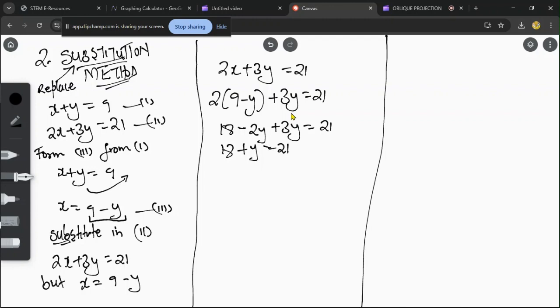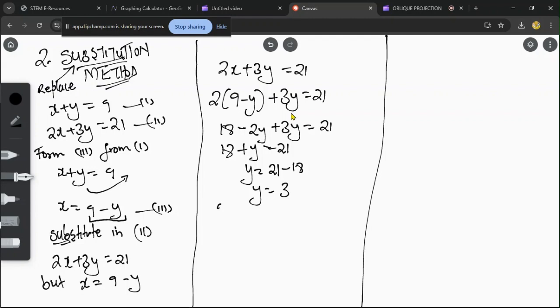Then this one I take to the other side. Y will be 21. It was positive here, so it will be minus 18. So the value of y is now 3, since 21 minus 18 equals 3. So I've gotten the value of y. What is missing is the value of x.